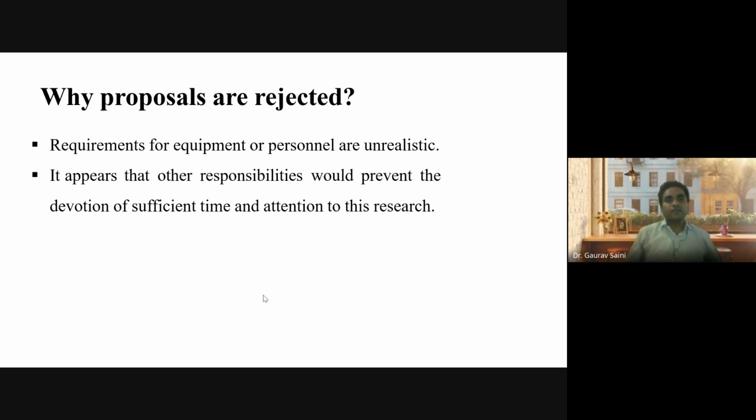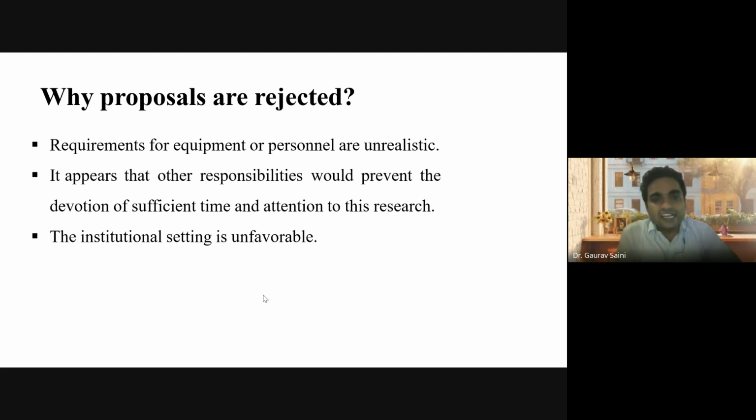The institutional setting is unfavorable, meaning institutions that have already approached the funding agency many times, and once they try to approach the funding agencies the response is not favorable, they are not responding in a time frame, so that may basically give an idea. So that is basically avoided. So basically funding agencies try to avoid those kinds of institutions.